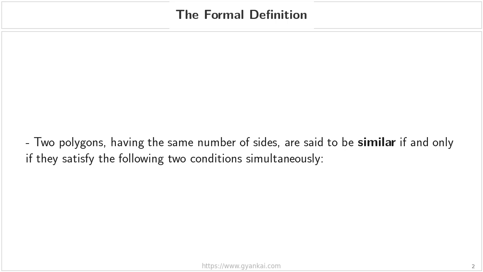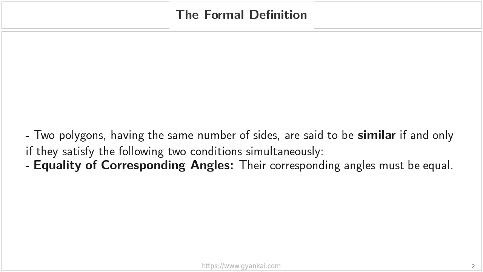For two polygons to be officially called similar, they must satisfy two specific conditions simultaneously. This means both must be true at the exact same time. You cannot pick and choose. The first condition is the equality of corresponding angles. This means that if you look at the angles in the first polygon, the angles in the same positions in the second polygon must be exactly equal.